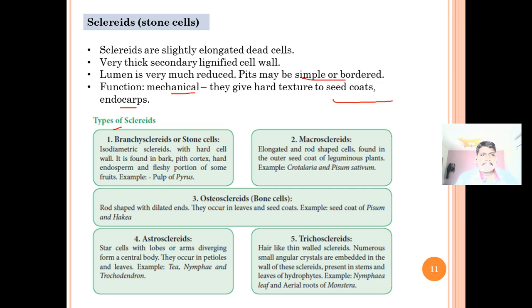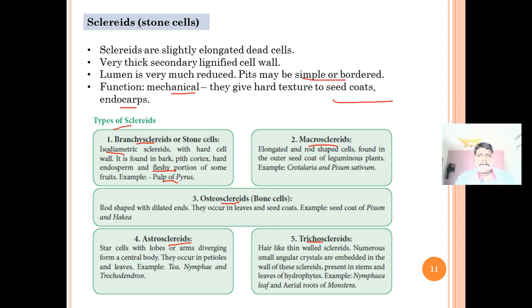Types of sclereids: brachysclereids, macrosclereids, osteosclereids, asterosclereids, and trichosclereids. Brachysclereids are isodiametric in nature. They are found in the soft, fleshy portion of the plant. Okay, so if you take pulp of Pyrus, in this you may find brachysclereids.